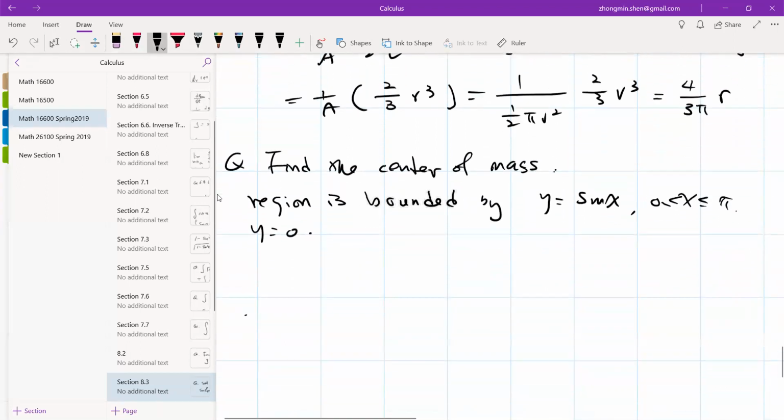So let's draw the picture first. This is the sine curve, right? And the sine curve is symmetric in some sense. So the center must be somewhere here, x bar, y bar. So clearly x bar is going to be half pi. I don't even waste time to do that. Simple observation. Okay.